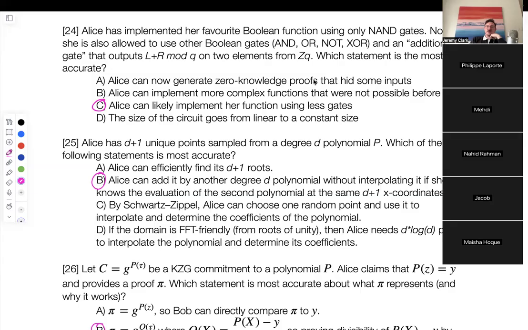Alice can now generate zero knowledge proofs that hide some inputs. So she could do that before, even if she only had NAND gates. She could do it before and after, so that's not true. She can implement more complex functions. So this is what you would think would be true. But what we showed is that the NAND gate is a universal gate. What that means is that you can implement any circuit with only NAND gates. It might be a bigger, more complicated circuit because you are only using one type of gate.